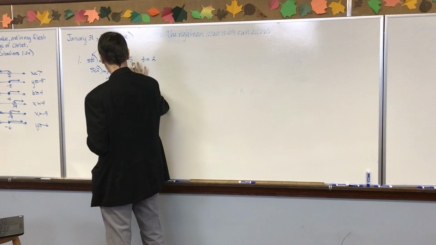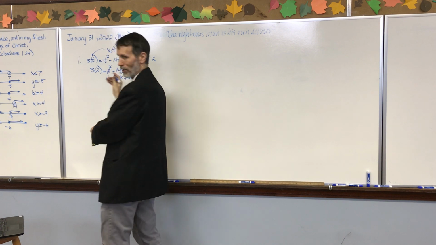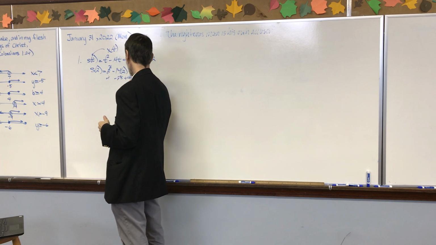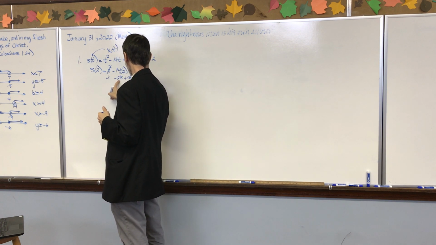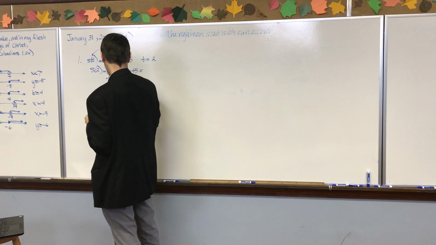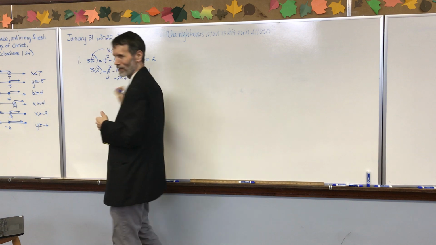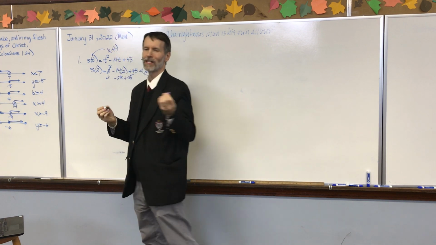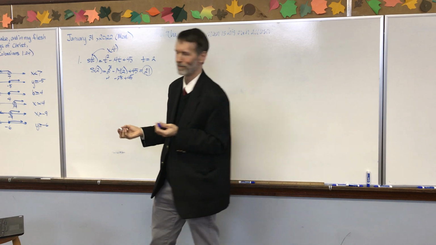So what am I doing? Stay with me. 45, 25, 15, 17, 21. So the position at time t equals 2 is 21.